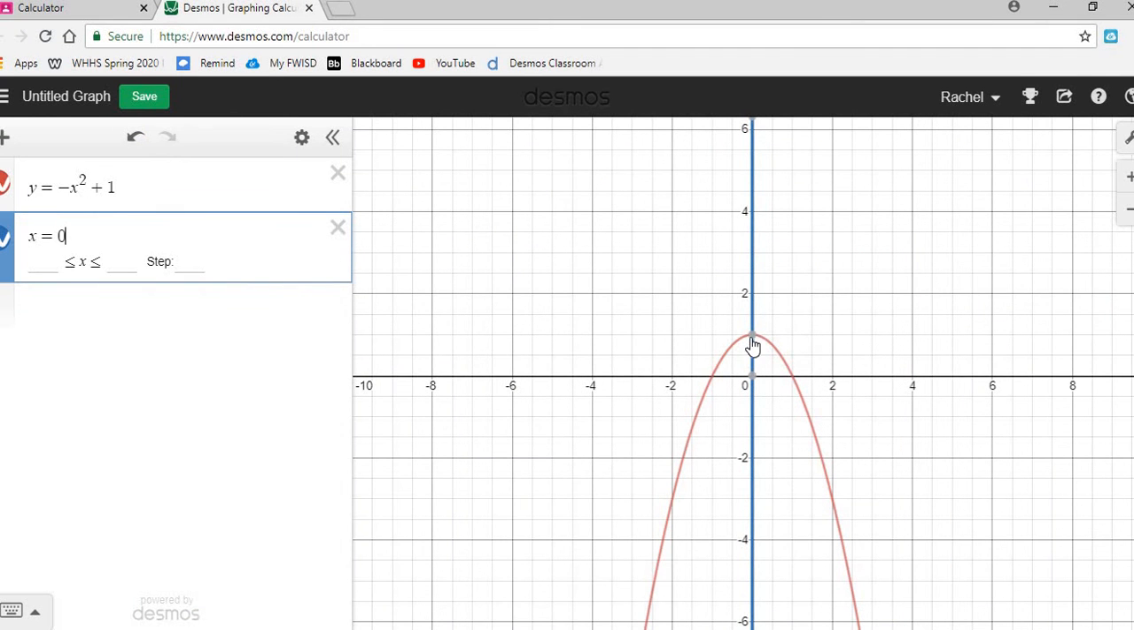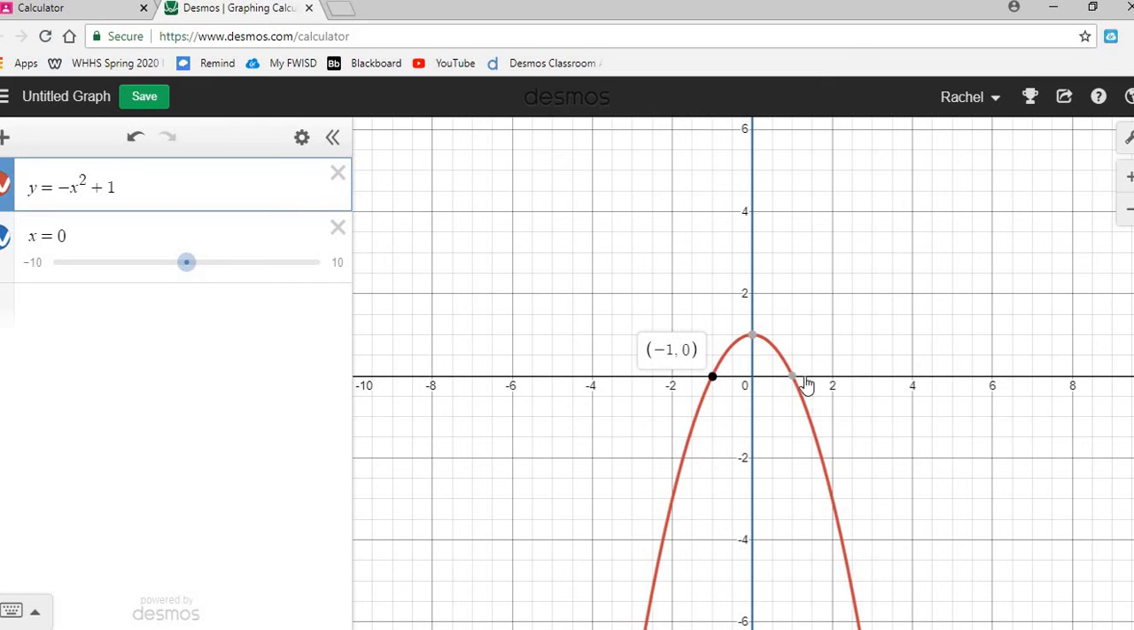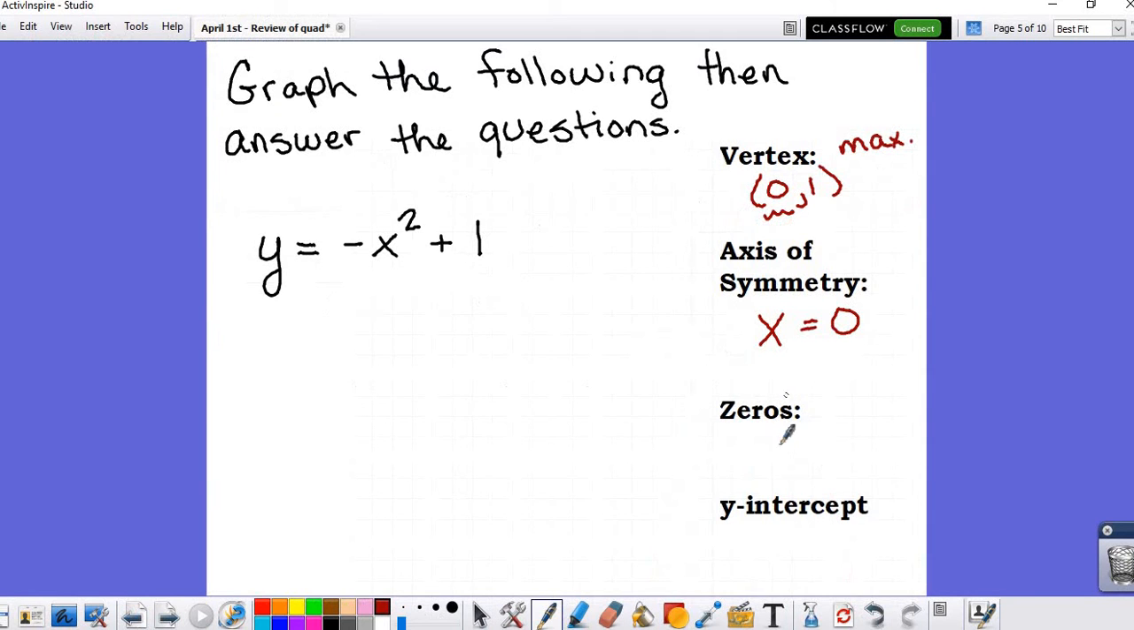All right, two more things. The y-intercept this time is also the same as the vertex. And then if I click back on this equation, these 2 points are my zeros. So -1, 0, and +1, 0.